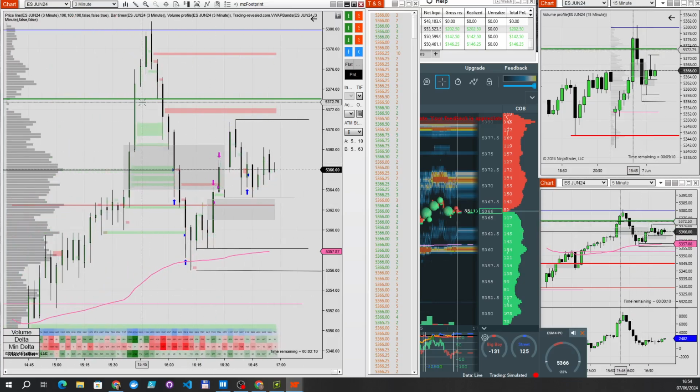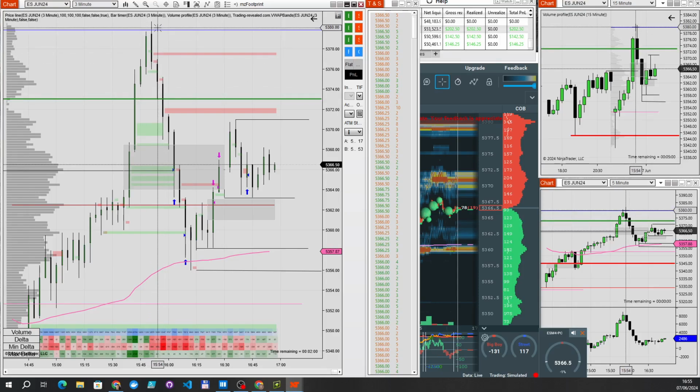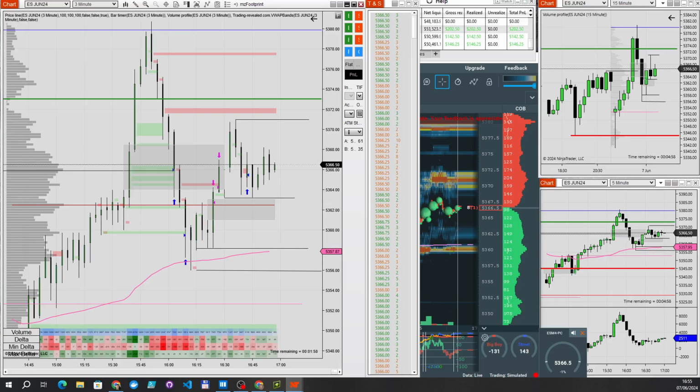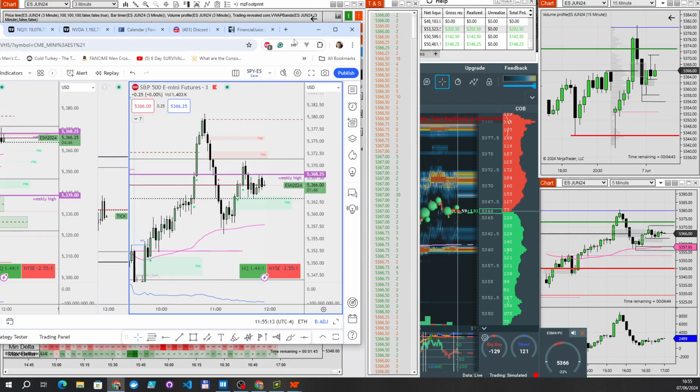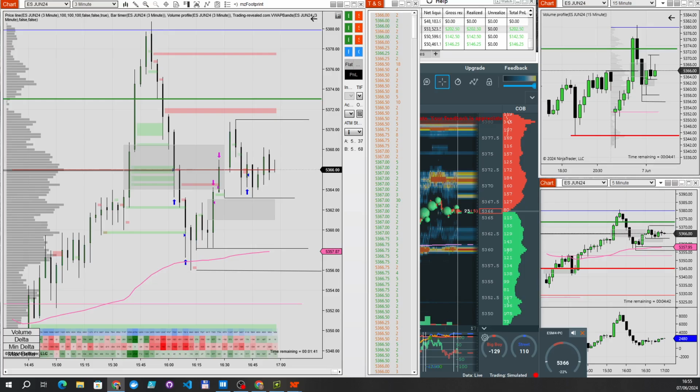So I really regret this missed entry. That would have been a beautiful AA silver bullet trade, pretty much. That's a classic. We had a really good entry here on this fair value gap. So I missed that because I was already short here way too early.